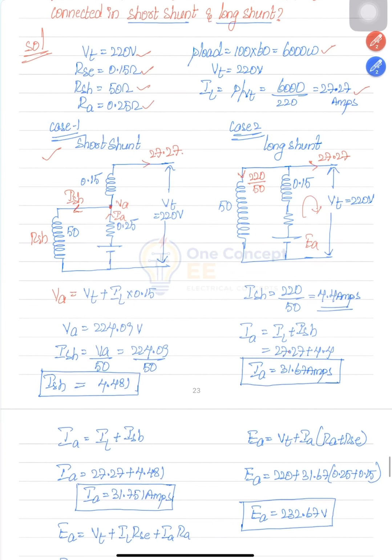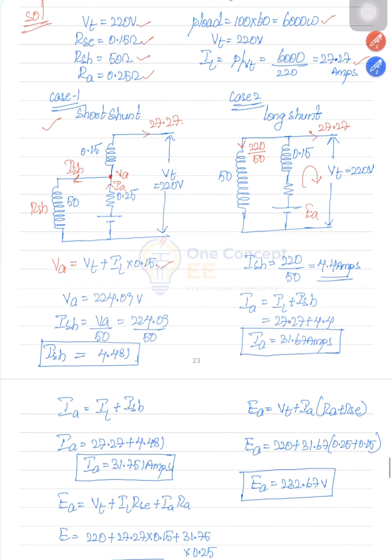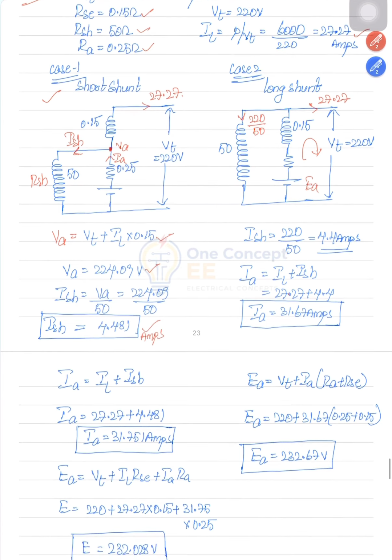Now by doing simple KVL, I am finding the armature terminal voltage. By doing simple KVL, I found the armature terminal voltage of 224.09 volts. We already know the current through the shunt field is ISH equal to VA by RSH. By this, I found ISH equal to 4.481 amps. Now, by doing simple KCL at this particular node, IA equal to IL plus ISH. By this, I found IA equal to 31.751 amps.